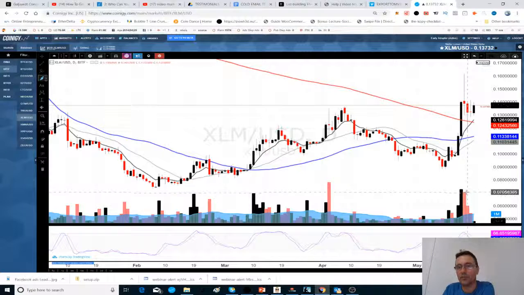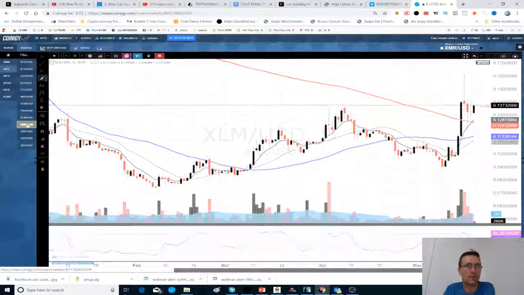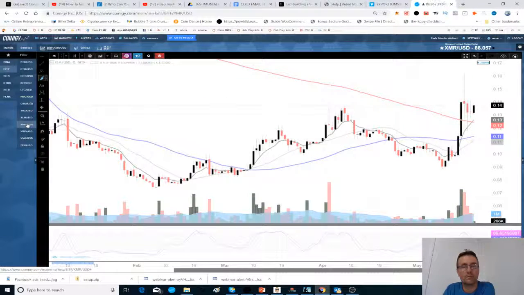Another good thing that we see with Stellar Lumens as well is even though they're selling, there's a reduction in selling, which is very positive. Also, if we see this green one close above, that's a classic reversal pattern on the 8 EMA, which is also very good. Exponential moving average, EMA.